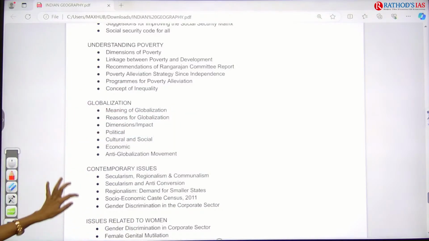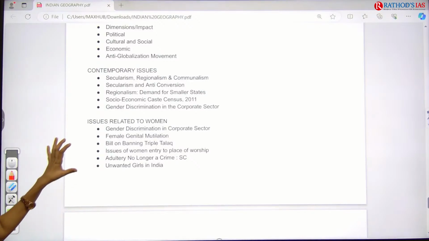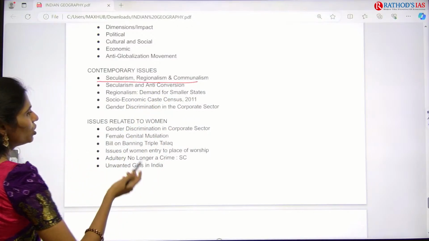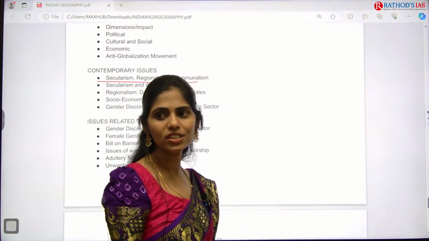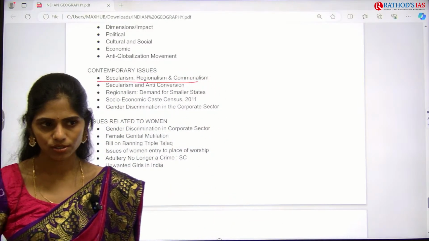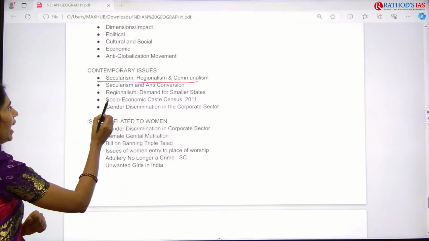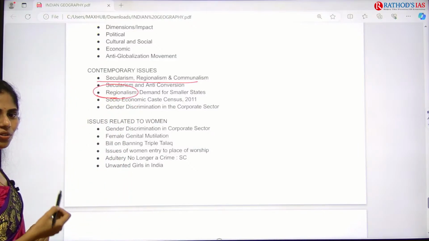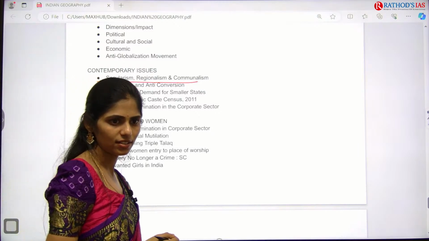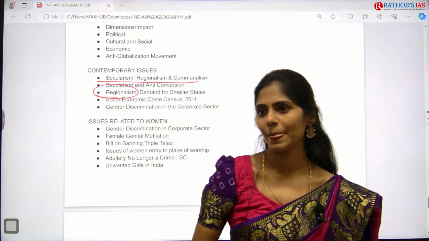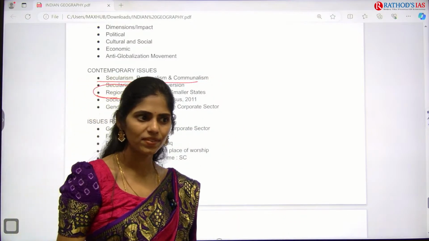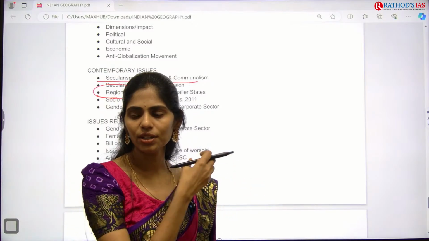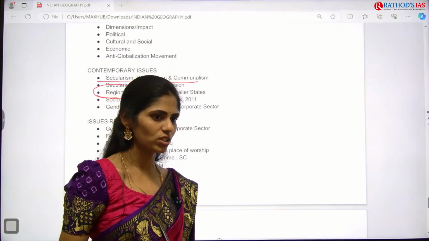And this one, always you have to focus on contemporary issues, means which are in news. For example, secularism, regionalism, communalism. So recently in Manipur, communal violence happened between Meitei and Kukis. Because of this, it is a threat to our internal security also. So you have to focus on that, and even you have to focus on regionalism. Now there is increased demand for smaller states. For example, Bodoland. Okay, for example, Nagas. Nagas are also fighting for Greater Nagalim. So like that, in which areas they are demanding smaller states, you have to see that.